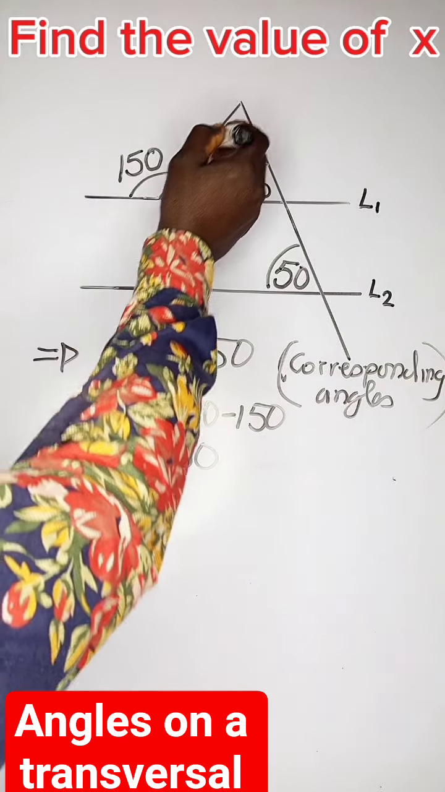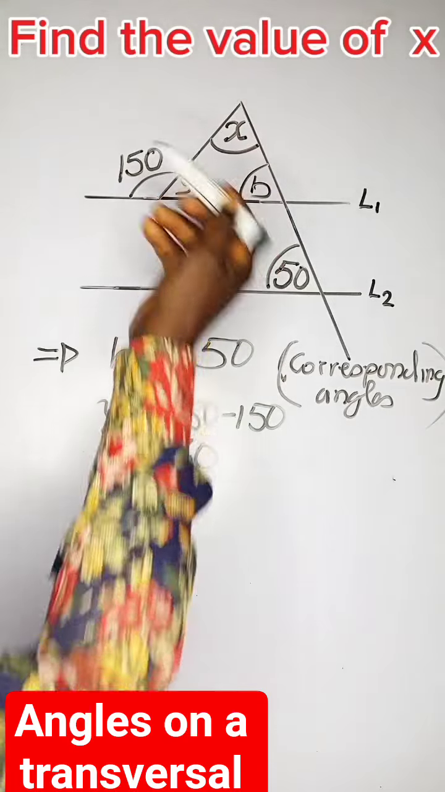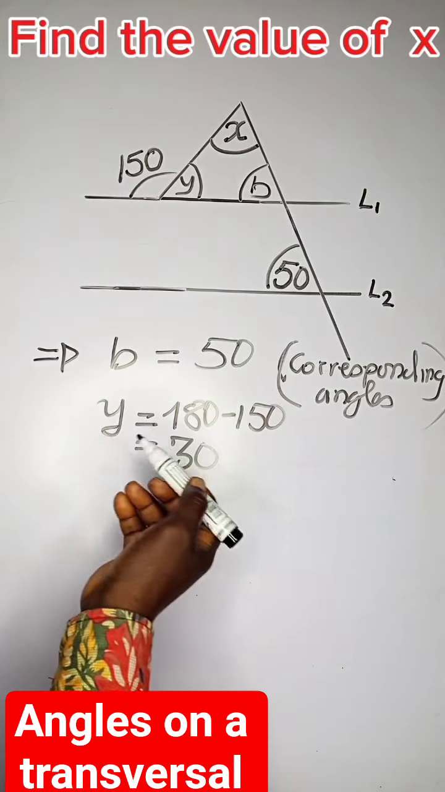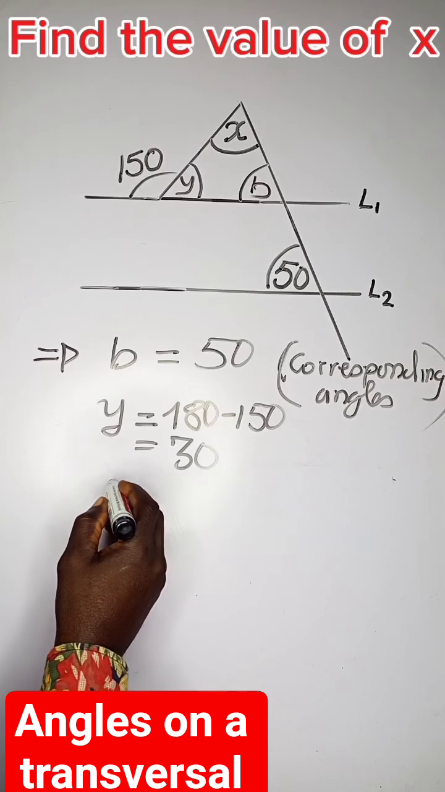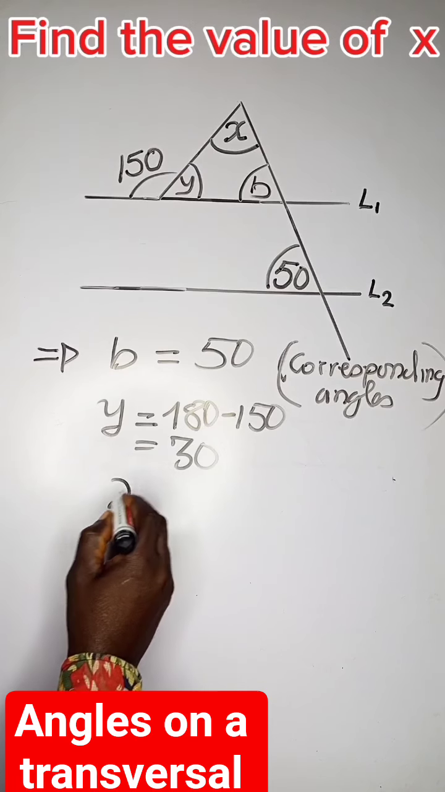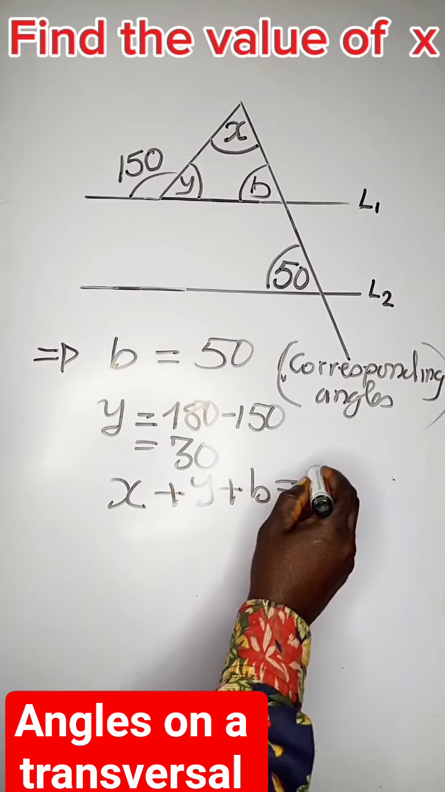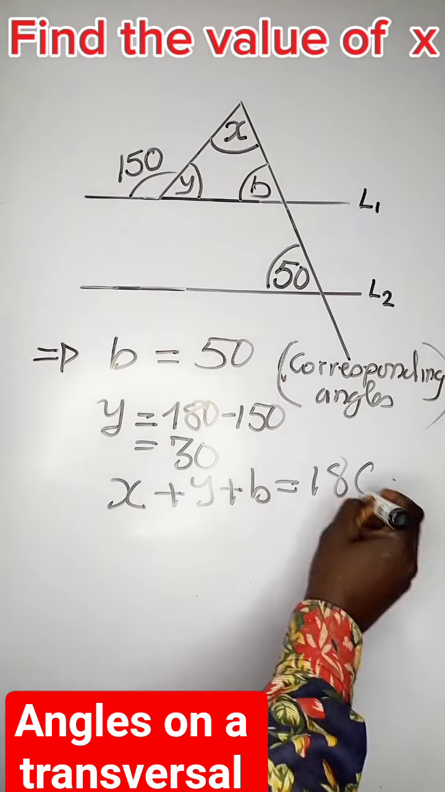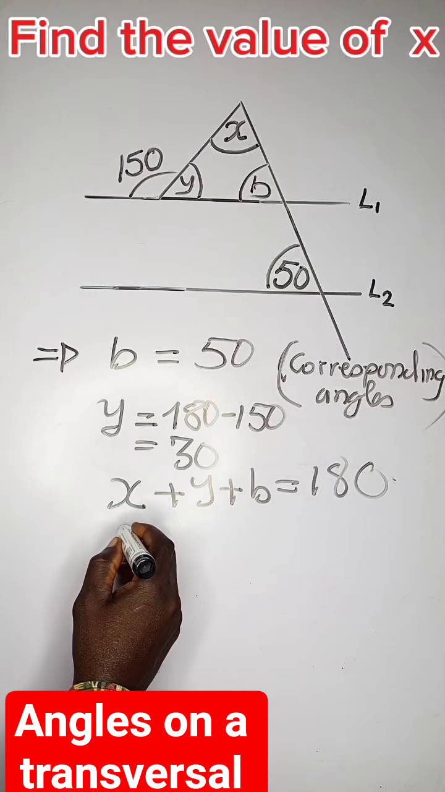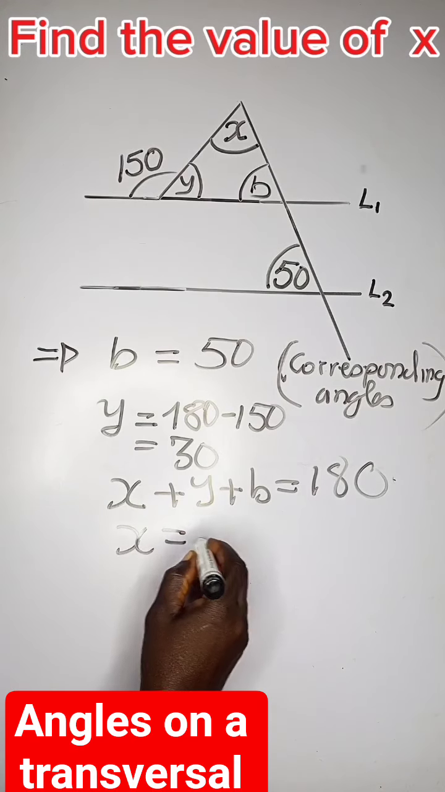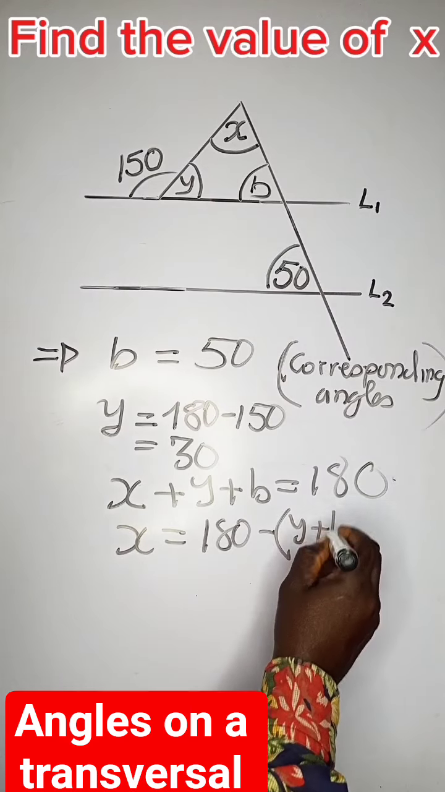Now, if we consider this triangle with interior angles X, Y, and B, using the property that the sum of the interior angles of any triangle is 180, we know that the angle X plus the angle Y plus the angle B must be 180. Remember, we're looking for X. So X will be equal to 180 minus the sum of Y and B.